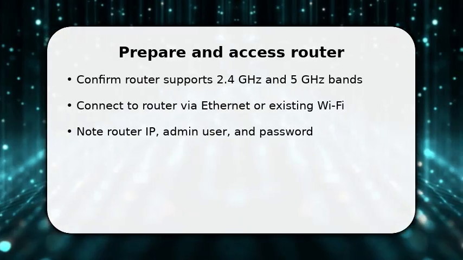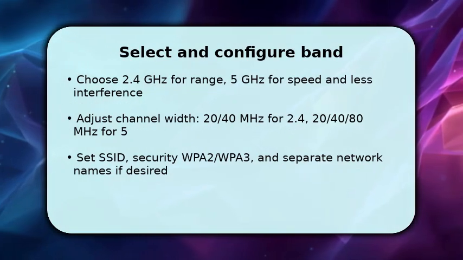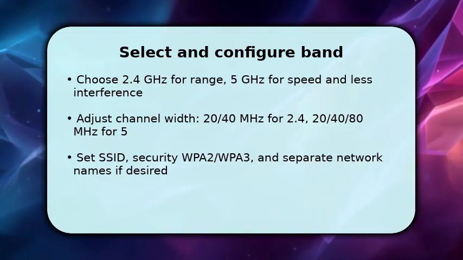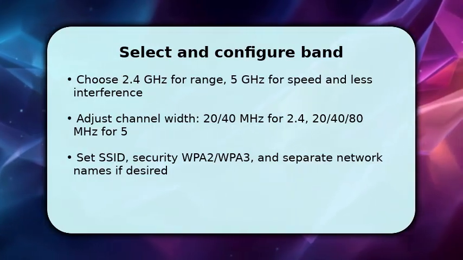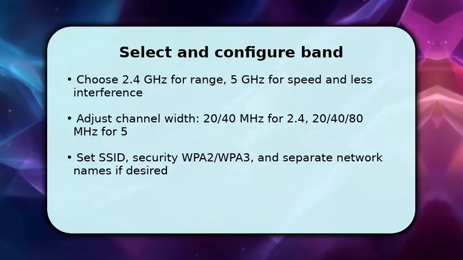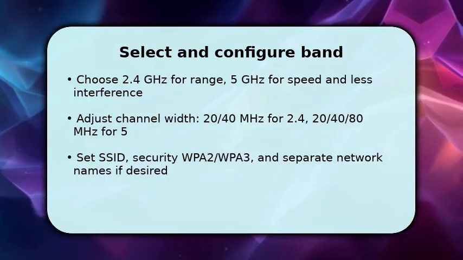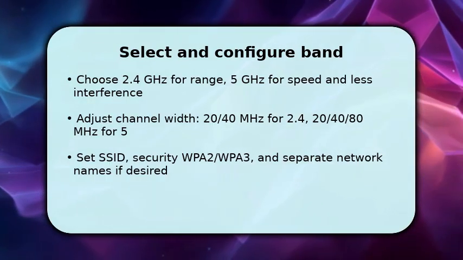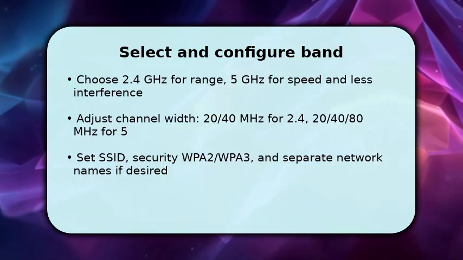Now choose which band to use or run both simultaneously. You'll pick 2.4 GHz for range and device compatibility, or 5 GHz for throughput and lower interference. Set distinct SSIDs if you want manual control over device placement, and choose WPA2 or WPA3 for security.